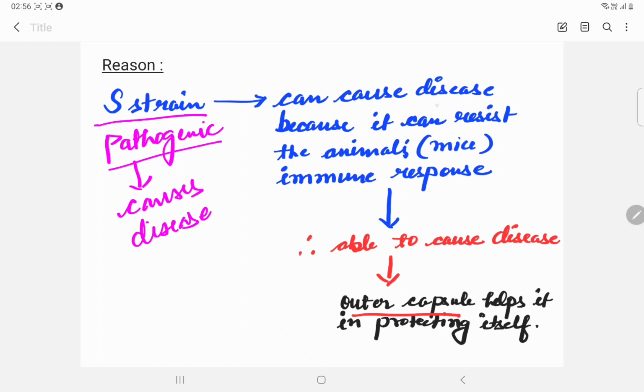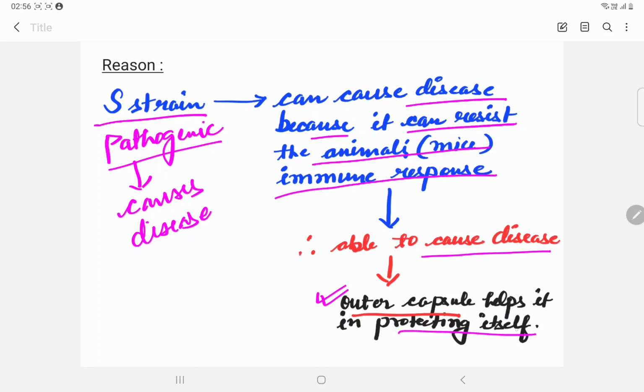Since it can cause disease, the reason is that it can resist the animal's immune response, therefore it is able to cause disease. The reason behind its virulence is that its outer capsule helps it in protecting itself from the immune response.